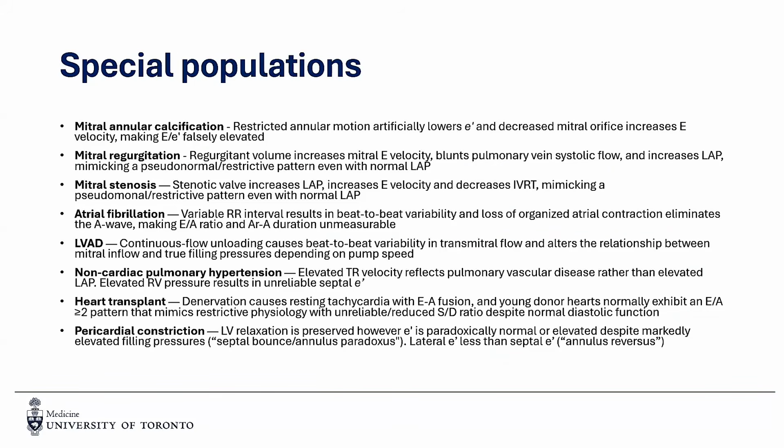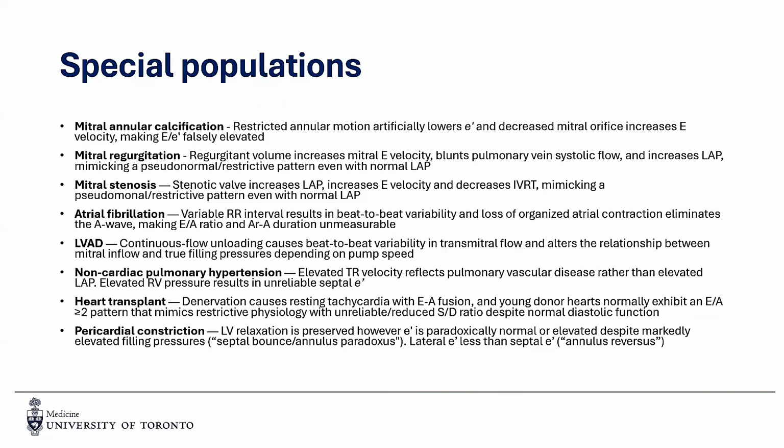However, in people with MAC, in general, they have restricted annular motion that artificially limits your E prime, and simultaneously the decreased mitral orifice will artificially increase your E velocity, making your E over E prime falsely elevated. People with mitral regurgitation have chronically elevated left atrial pressures, which blunts your pulmonary vein systolic flow. This can also mimic a pseudonormal or restrictive pattern, even if your left atrial pressure is normal.